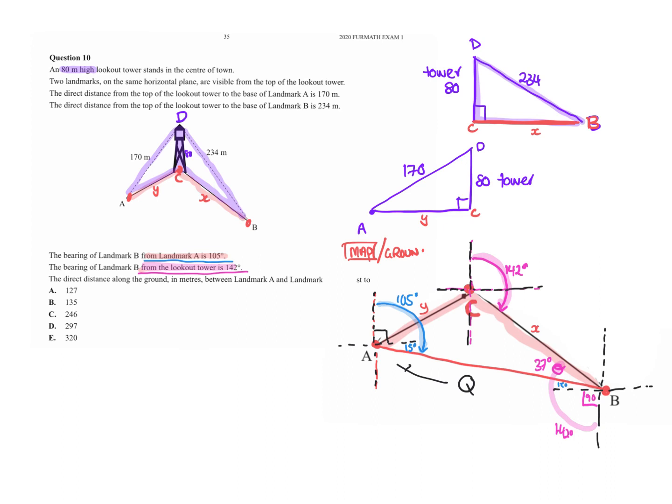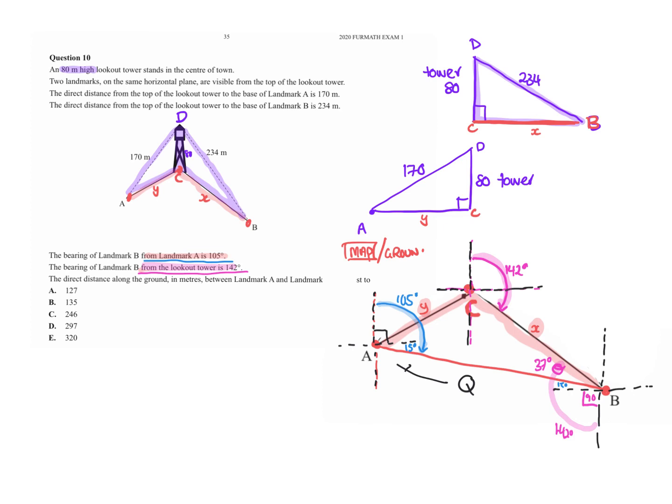And so we've got that this is 37, and we now probably need to get this X and Y. So I'm going to get them from these purple triangles up the top. So I'll go do them now.